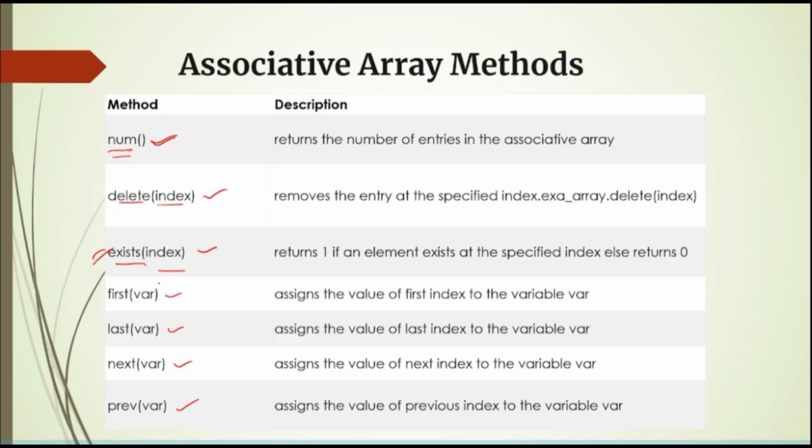To know the first variable in your array you use first, for the last variable you use last, and for the next variable you use next. Next variable means where your pointer is at that point in time; the variable next to that pointer is called the next variable, and the one previous to the pointer is called the previous variable. To know this, you use prev. If you don't understand this, don't worry, because when we see an example you will understand clearly the meaning of first, last, next and previous. Clear? Yes. So these are the associative array methods.